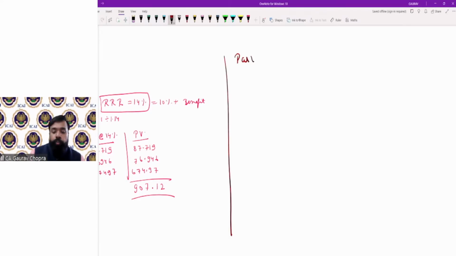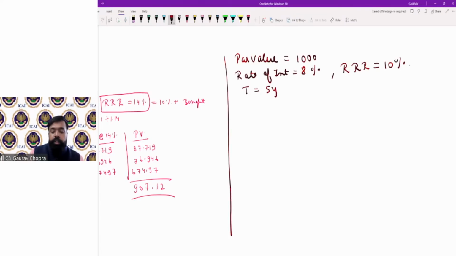Par value of bond is rupees 1000, but rate of interest we are taking 8% and required rate of return is 10%. And let's take time 5 years. So years 1, 2, 3, 4, 5. Okay. Now you can write cash flow. How much you will be receiving?